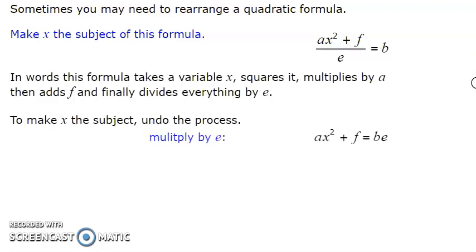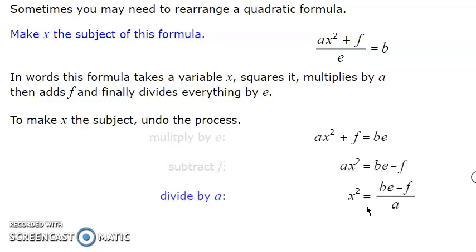So let us see. Multiply by e, because e is in the denominator. You have to multiply both sides by e, and then this e will get cancelled. So you get ax squared, and in this step now subtract f from both sides. So minus f and plus f will get cancelled, and here it will be minus f. And the next step would be to divide both sides by a. So x squared alone will be left.